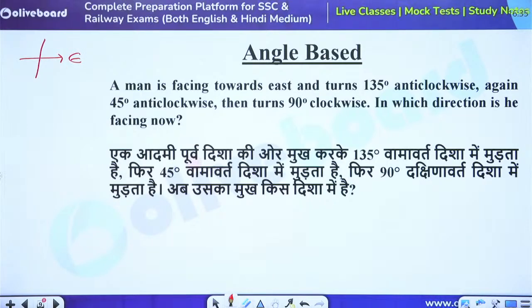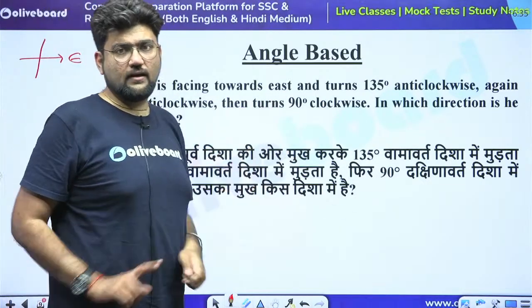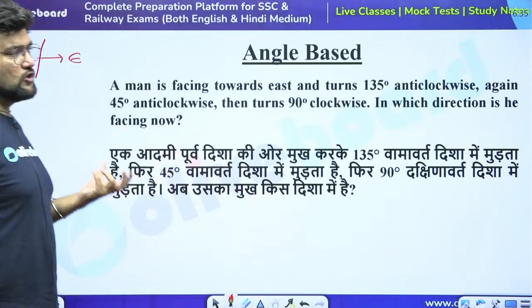Now the question will give you multiple angular movements. 135 anti-clockwise, 45 anti-clockwise, then 90 clockwise, and they've only given you 3 angles here, but they can be multiple angles. They can be up to 5 to 6 angles. So you can't just keep doing this to get your answer, no? And you might end up making an error or maybe spending a lot of time. So what is the correct approach here?